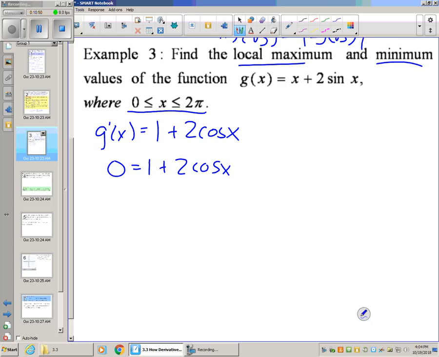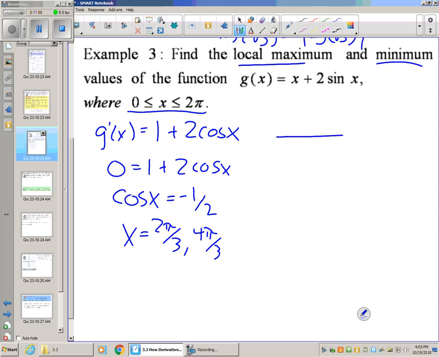And solving this real quick, we got the cosine of x equals negative 1/2. And this occurs where x is equal to 2 pi over 3 and 4 pi over 3, between the intervals 0 and 2 pi. So those are the points we're going to check on our little sign line over here. And we are looking between 0 and 2 pi over 3, 4 pi over 3, and 2 pi.